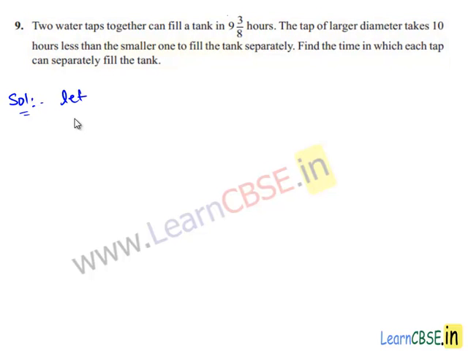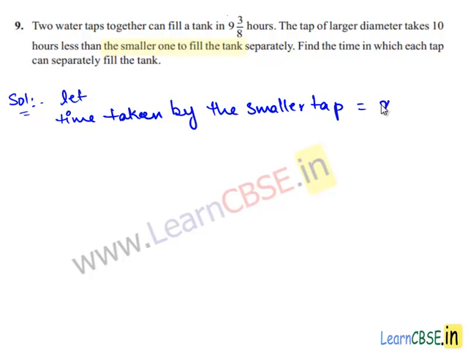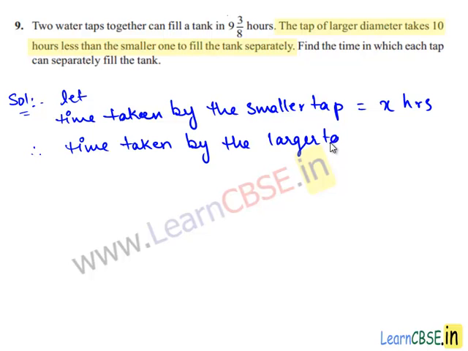So let us assume time taken by the smaller tap to fill the tank is equal to x hours, say. So according to the condition, the tap of larger diameter takes 10 hours less than a smaller one to fill the tank. So time taken by the larger one is equal to x minus 10 hours.